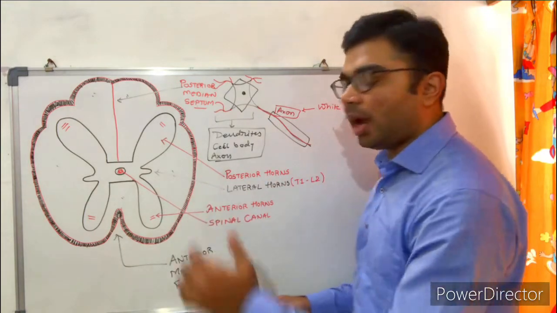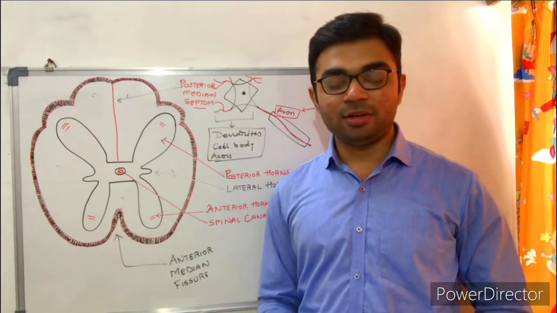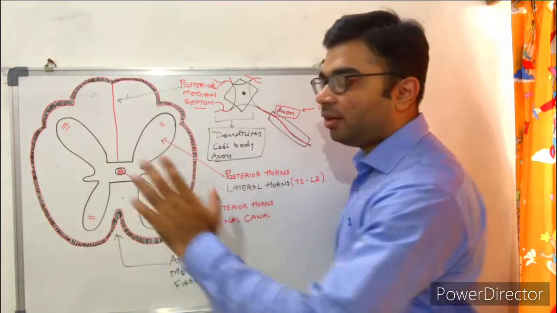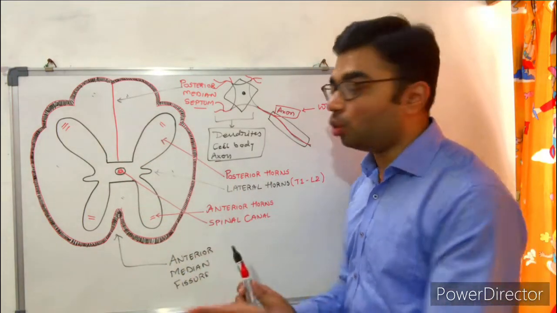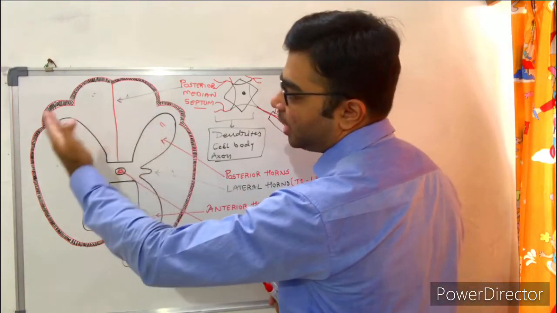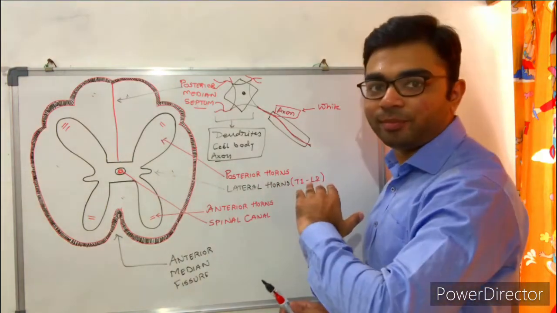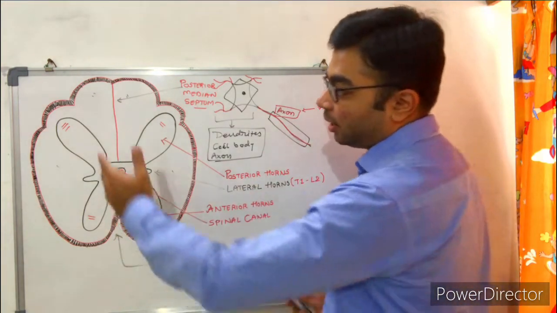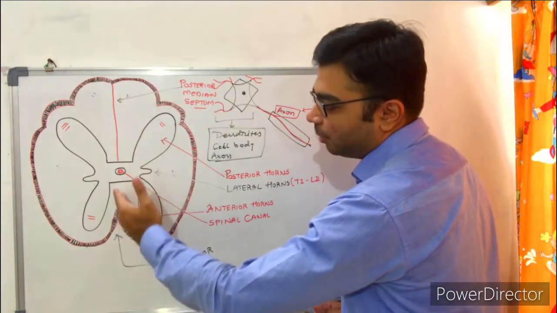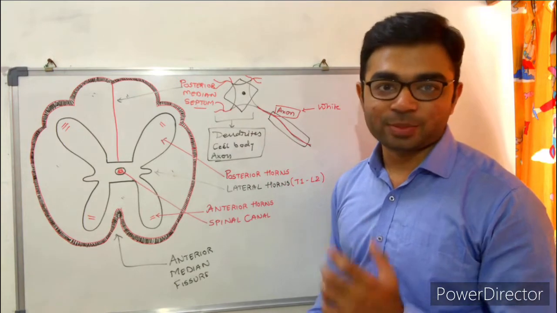Now coming to the white matter of the spinal cord. In the white matter, the first thing we need to understand is that the white matter is completely divided into two by the posterior median septum. This septum divides the left side of the white matter from the right side. But the white matter is connected anteriorly because there is no septum in the anterior portion of the transverse section of the spinal cord.